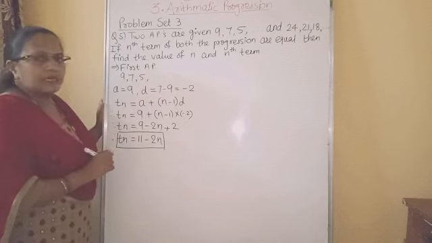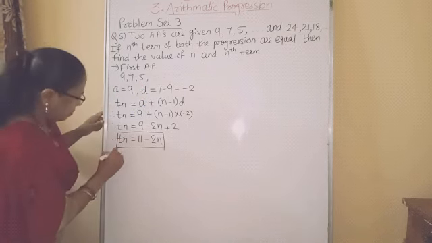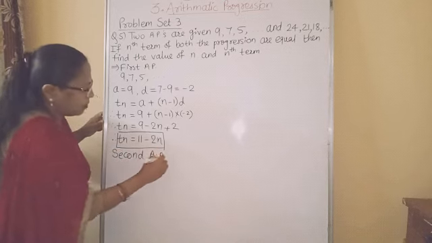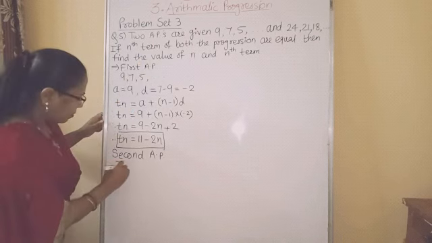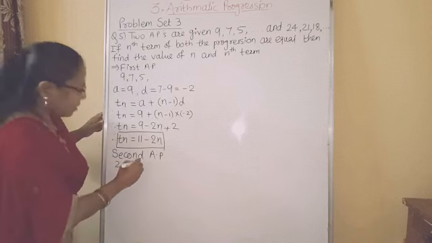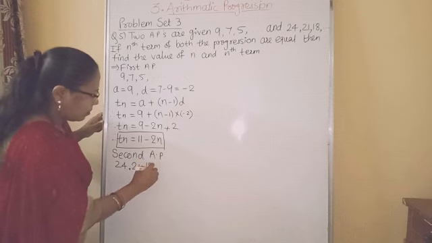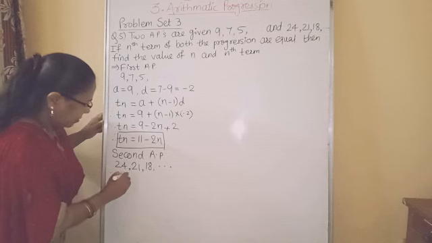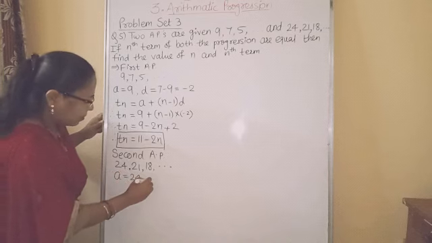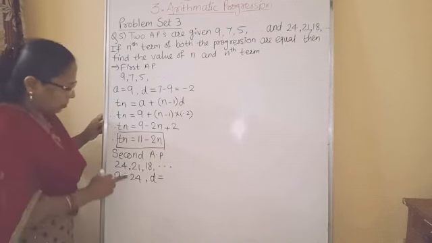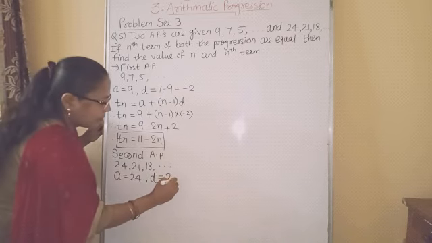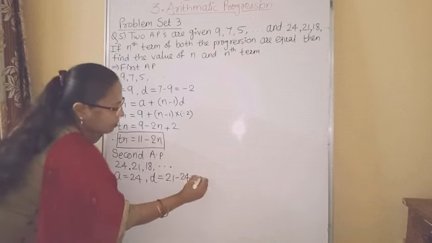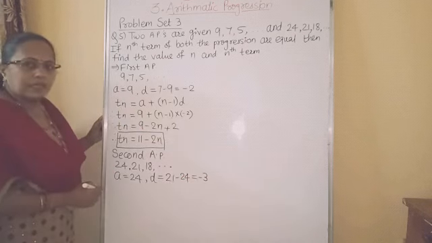Okay, now we will take the second AP. So the second AP is given 24, 21, 18 and up to infinite. So from this AP we will get A is equal to 24, D is equal to second term minus first term, 21 minus 24. So 21 minus 24 we will get minus 3.